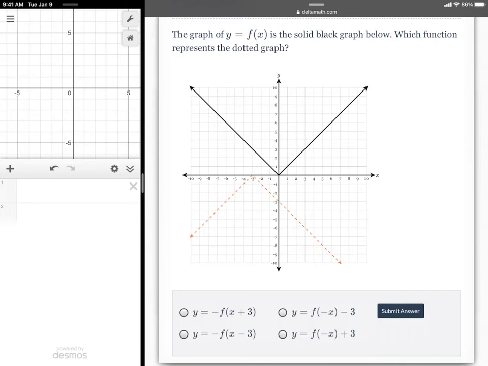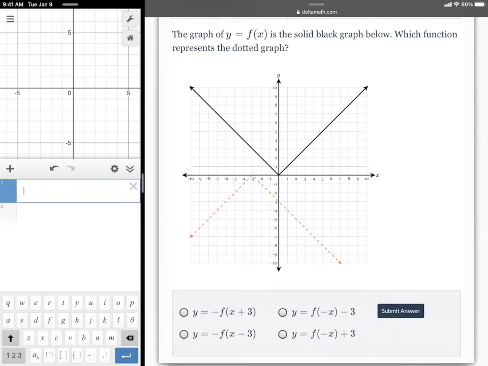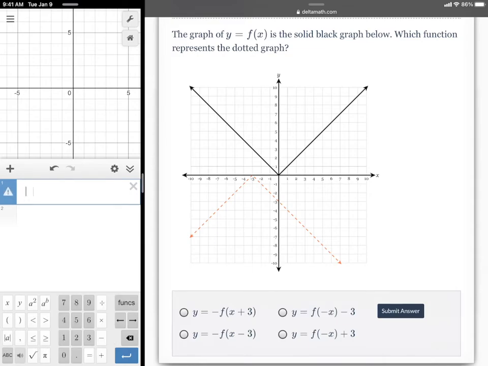So one thing I could do here is, when I see this function, I recognize it as the absolute value function. So I'm going to go ahead and type in the absolute value of x, because that's what this looks like. And if I am just struggling to remember what the transformations are that make this function flip upside down and move 3 to the left, well, I can just play around with it.